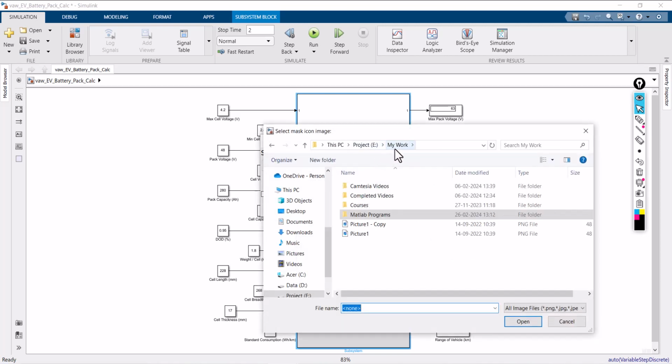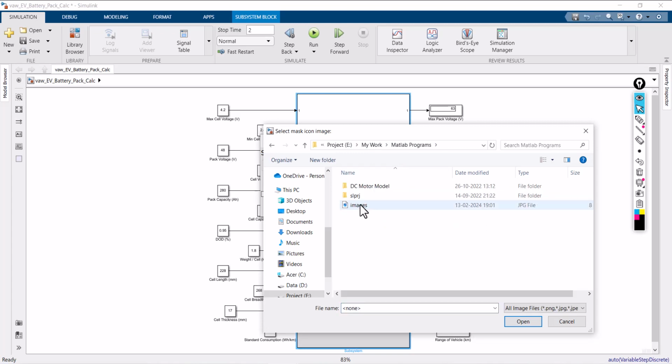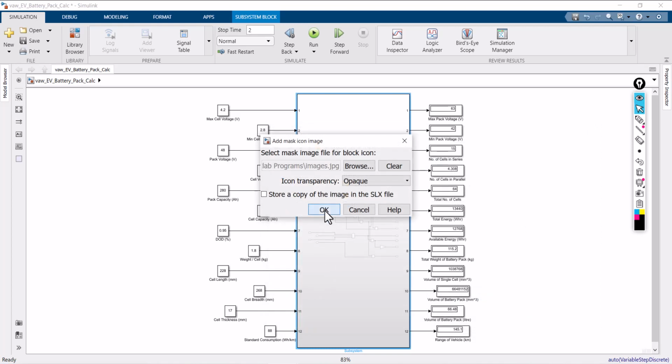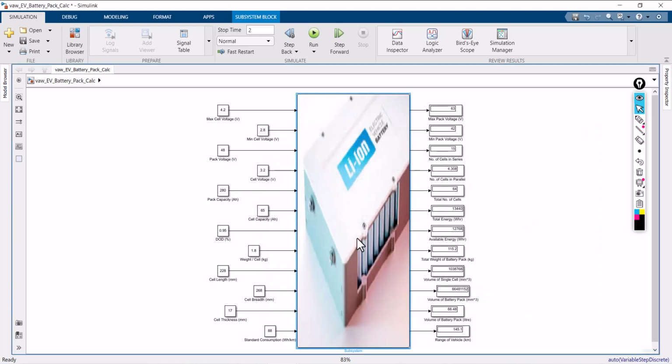Go to my work, where I saved my MATLAB programs. Here I have one image, just adding it. Click OK. So you see, it's nothing about the image with respect to a lithium ion battery. So this is the way you can develop more features in MATLAB. This program will give you a complete battery pack calculation for a given electric vehicle specification.